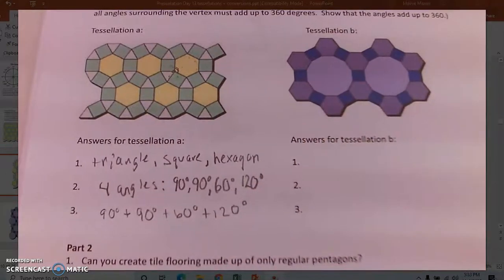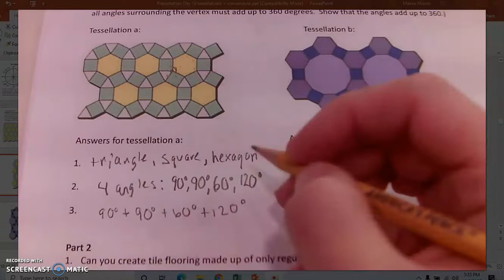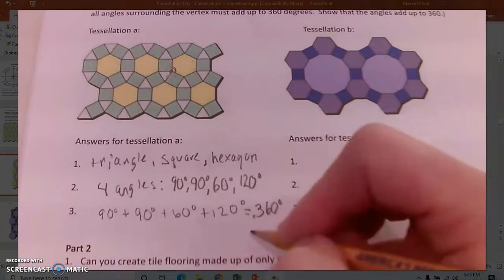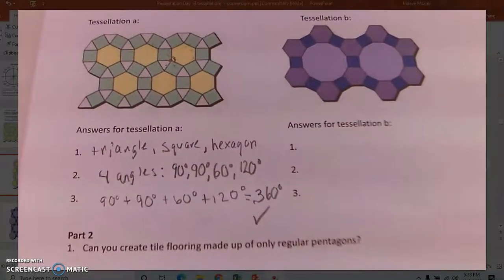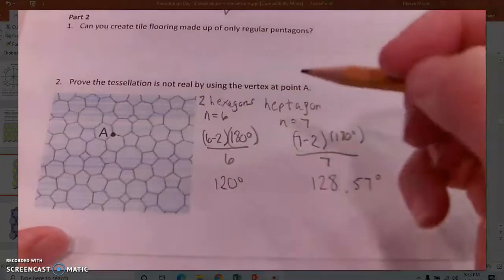Because what if I gave you one that wasn't a tessellation and then you added them up and it didn't sum to 360 degrees? But in this case, it does. And so basically, we just did a mini proof to prove that it is a tessellation. Okay? So let me quickly show you this one.